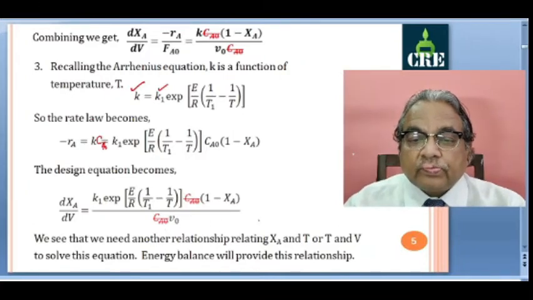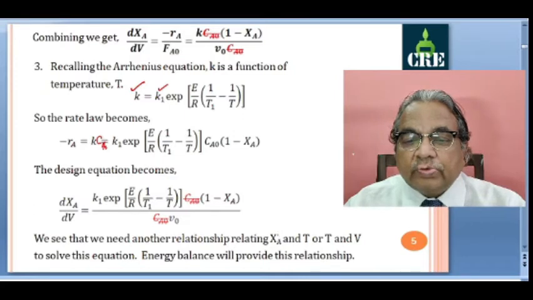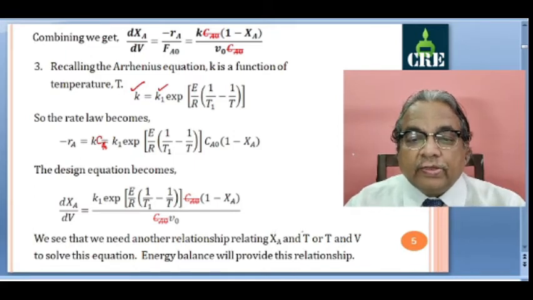So here, in order to solve this, we know we need another relationship which will relate Xa and T. Here we have this Arrhenius relationship relating K and T, but no relation for Xa and T. So we have to check this out, for temperature and the volume. Volume means along the length of the reactor to solve this reaction.